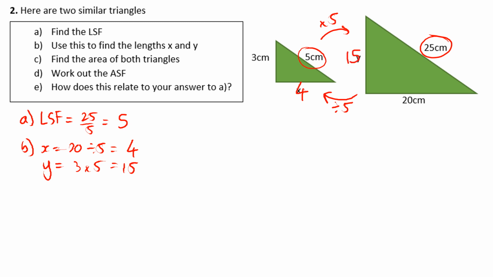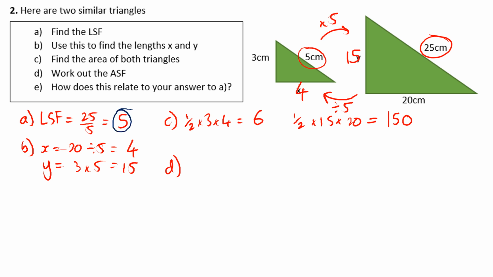Work out the area of both triangles. Okay, so the small triangle, half times base times height, so half times 3 times 4 is equal to 6. And the big triangle, half times 15 times 20. Notice we're not using the 5 or the 25, but that will give us 150. So what's our ASF? Do you already know what our ASF is if you know that the LSF is 5? How is 10 related to 100? So remember, we can always do this by doing the new area divided by the old area, and we get 25. So how is that related to 5?